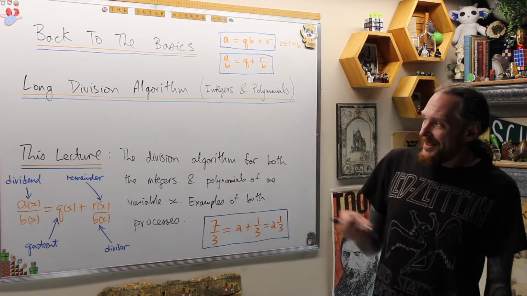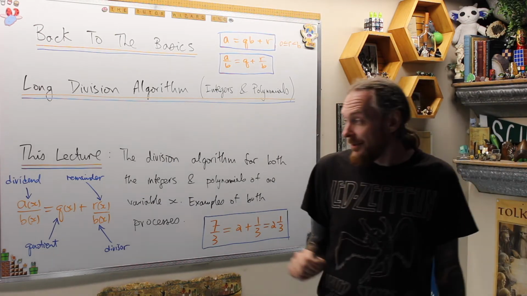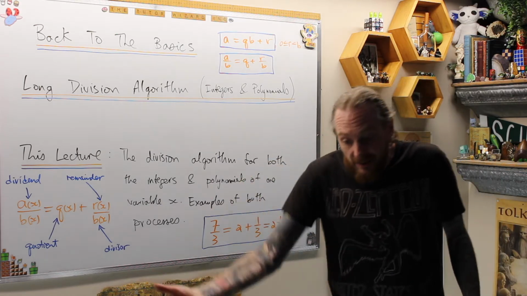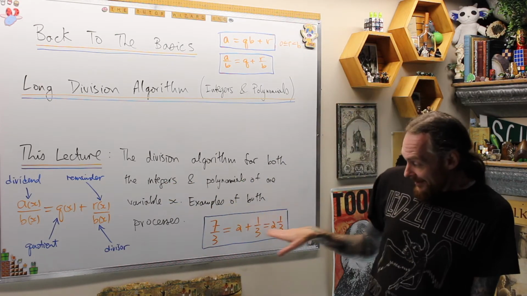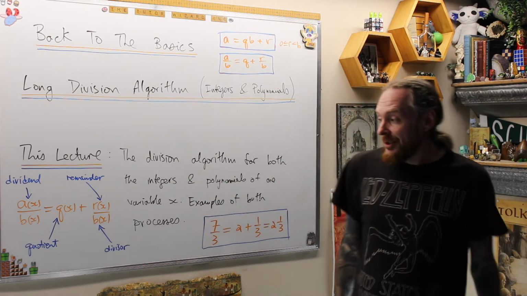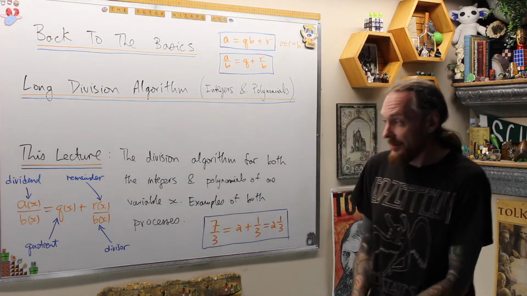What we're doing is back to the basics. This time we're going to do the long division algorithm for integers and polynomials. In this lecture, we'll do the division algorithm, as we call it, for the integers, and then we'll do the analogy to polynomials, and then we'll give examples of both processes. Let's do that.